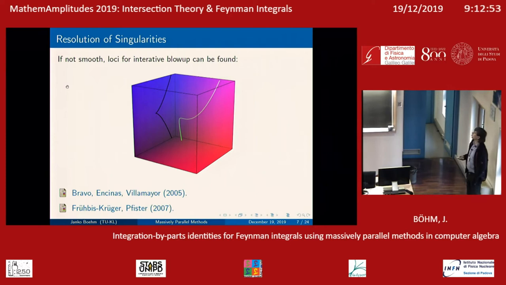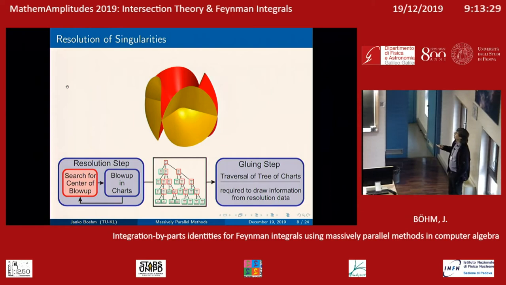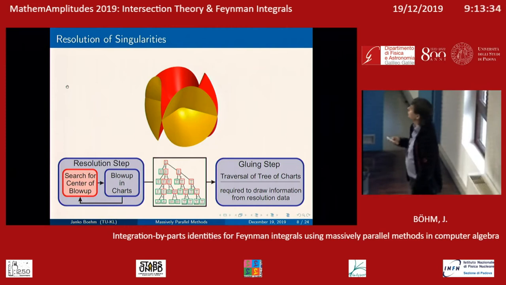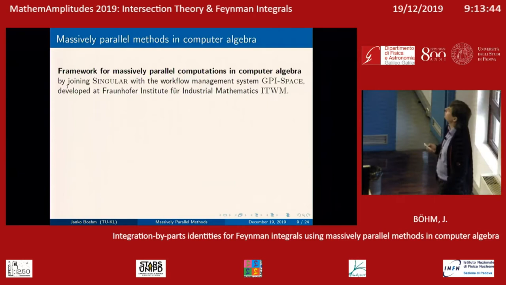If you look at higher dimensional problems, of course, things become much more complicated. You have lines of singularities which again meet in points, and you have to think very carefully what to blow up to get a resolution of singularities. Again, you get such a tree of charts, and that leads to the idea that one should traverse such a tree in a parallel way. To draw information from this tree of charts, you again need a parallel algorithm which traverses the tree and draws some information from it. For example, the intersection matrix of the exceptional divisors, or whatever you're interested in.